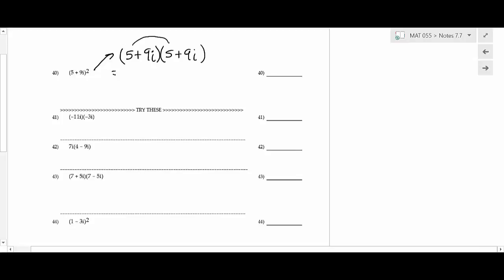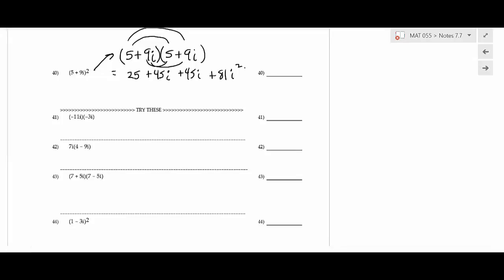So that first term, we have 5 times 5 is 25. The outside term is plus 45i. The inside term is another plus 45i. And then the last term is plus 81i to the second. Okay, so that shouldn't be a problem for anybody, hopefully. What do you do next? You've got like terms, right? So these are like terms. Put that together. What else? i squared is negative 1. That's what you do.